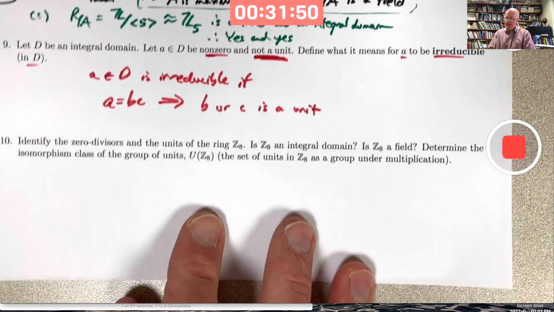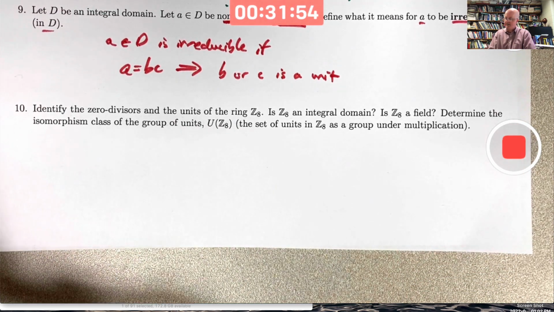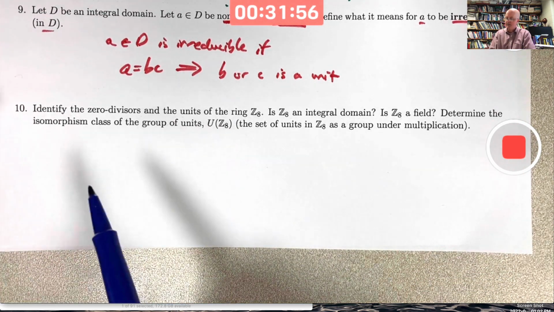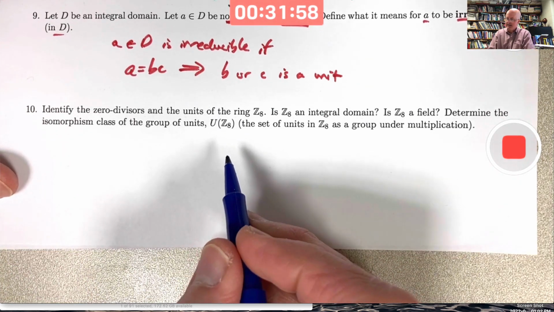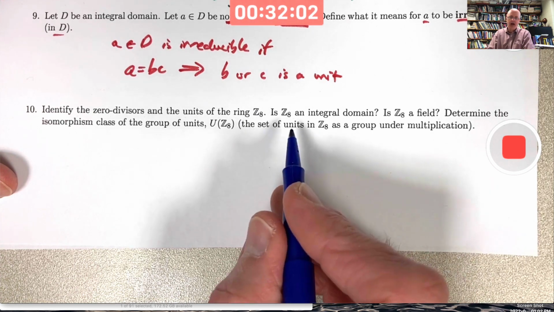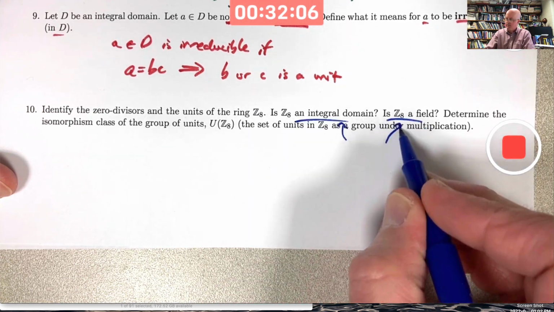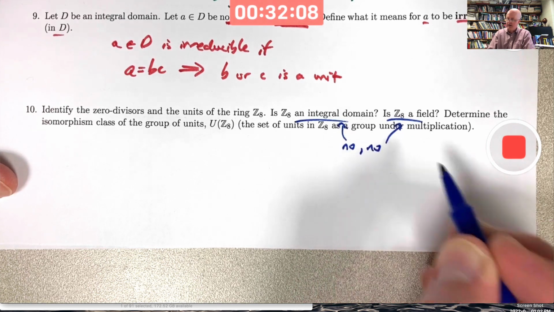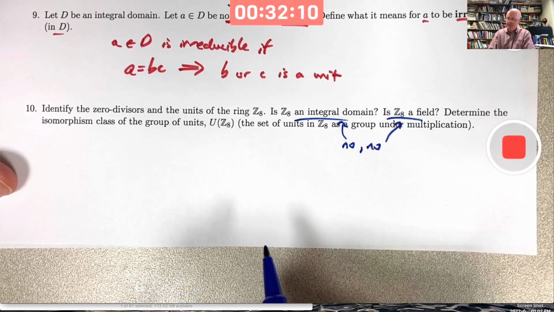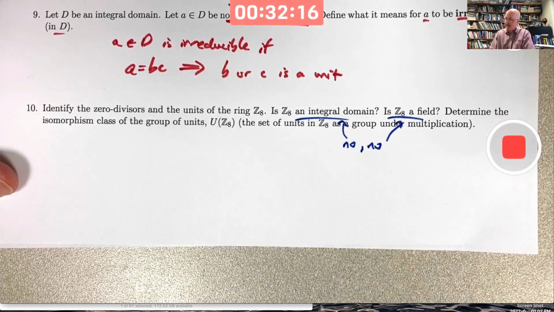Number 10, identify the zero divisors and the units of the ring Z8. Is Z8 an integral domain? Is it a field? Determine the isomorphism class of the group of units. You need some experience here. First of all, 8 is not prime, so the answer to these questions is no and no. Which means there will be zero divisors in Z8. Or I guess it doesn't necessarily imply that, but there will be.